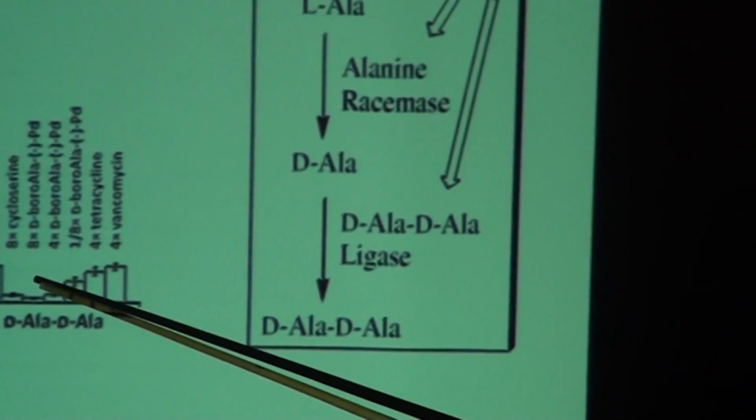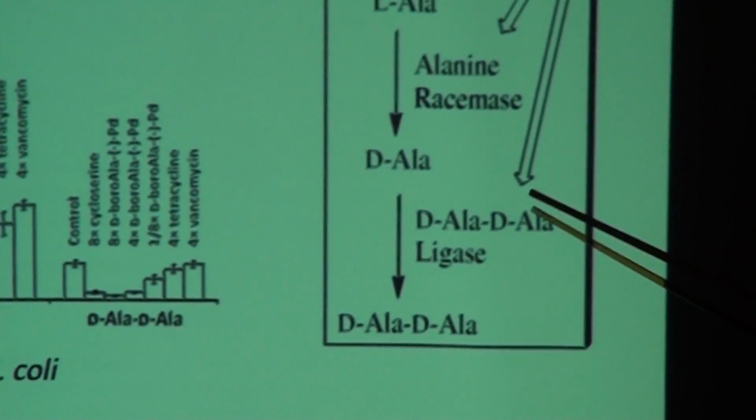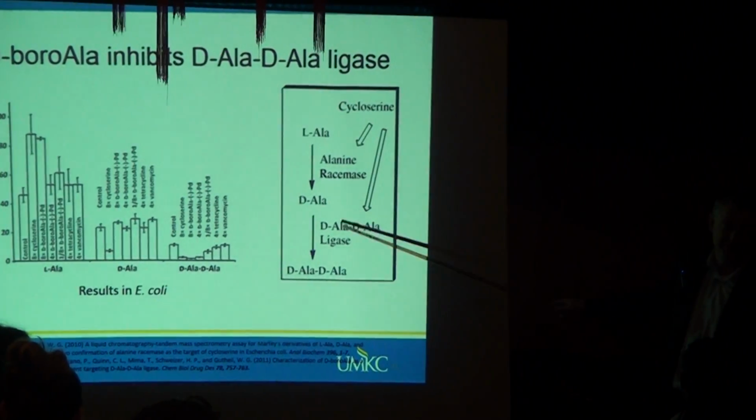But when we go over to here, and when this is decreased, then the Diala is going to go down because that's part of the pathway. But we see D-boroalanine is knocking down the Diala. So boroalanine is inhibiting this step here.